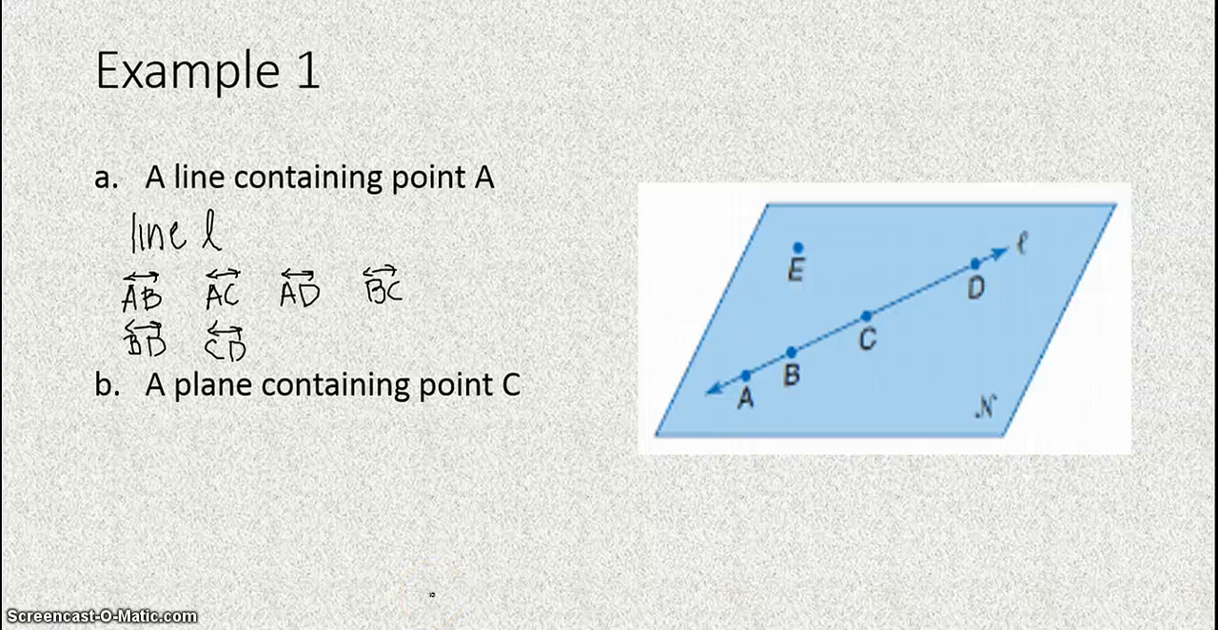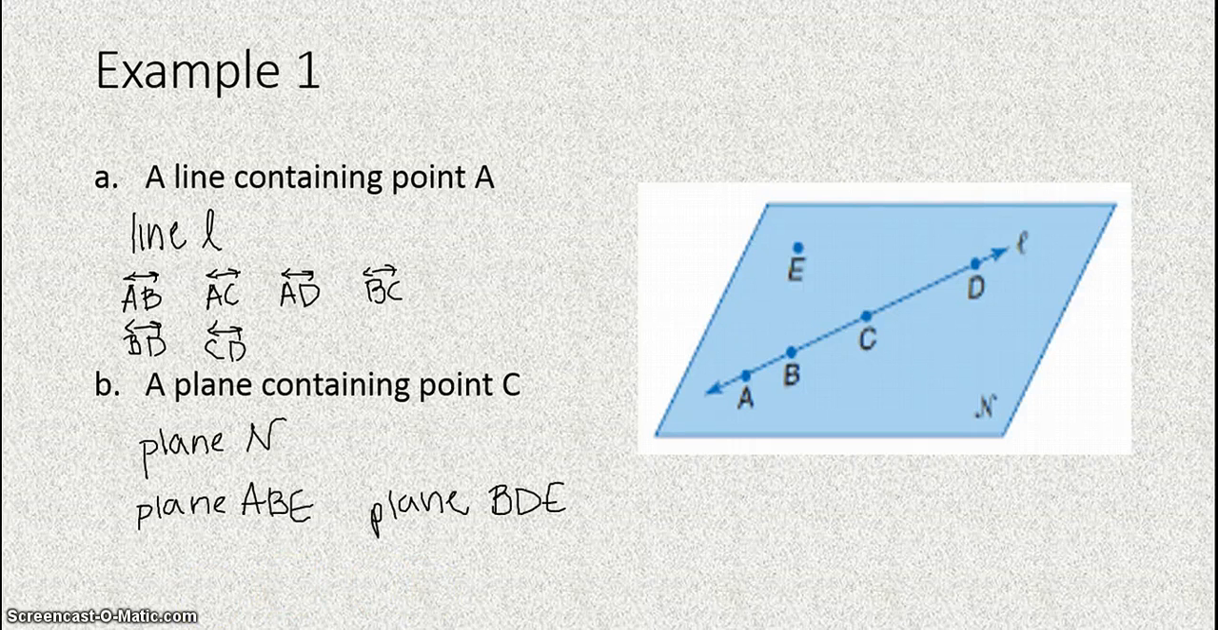Next, I want you to name the plane that contains point C. And you can see that plane drawn there. Okay, these are just a couple of the ways you could name that plane. You could use that script letter and name it plane N, or you could use 3 non-collinear points and name the plane. It just has to be points that are not all on that same line. So plane ABE is fine, BDE. Notice that since E is the only point not on the line, it has to be included when naming this plane. Do make sure that when naming a line or a plane, you know how to name it multiple ways.